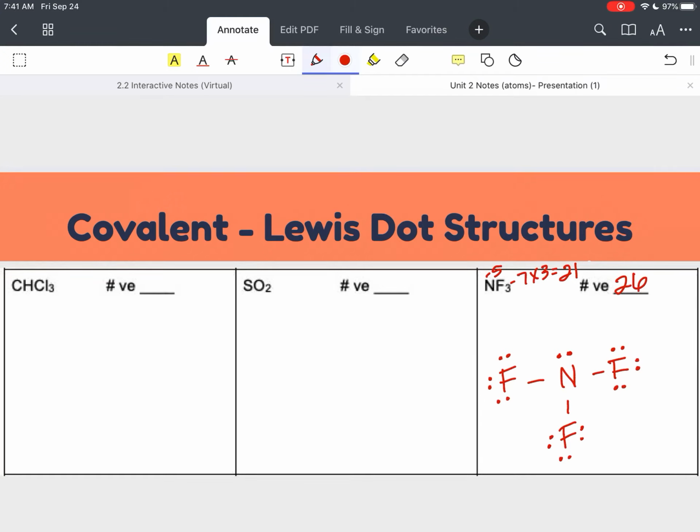Okay, so now I want to double check to make sure I'm done. I need to make sure I have 26 drawn, and I need to make sure everybody has 8. Okay, and I think those are both good.